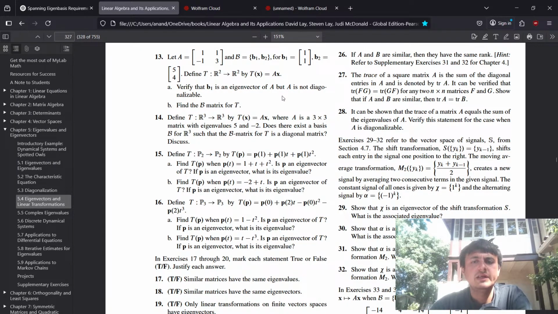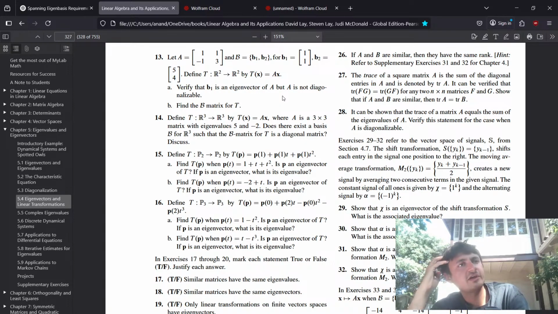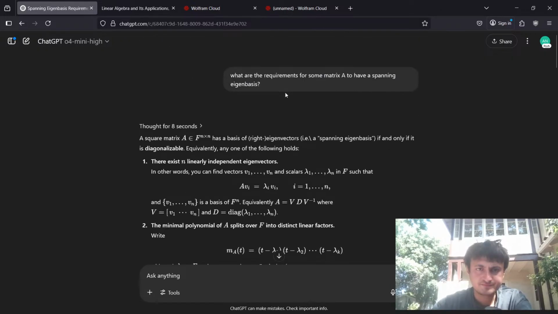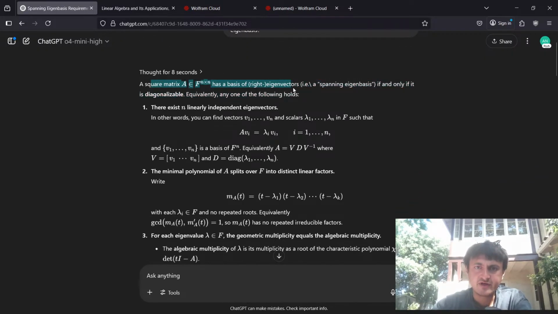Now to show that A is not diagonalizable: if someone handed me a matrix and said, show that this thing isn't diagonalizable, I would find all of the eigenvectors and then determine the rank of the set of eigenvectors. If it was less than the dimension of A, then I would say it's not diagonalizable, because for something to be diagonalizable means that it has a spanning eigenbasis. That's an if and only if. We just went over that, right? A square matrix has a basis of eigenvectors, i.e. a spanning eigenbasis, if and only if it's diagonalizable. Okay.